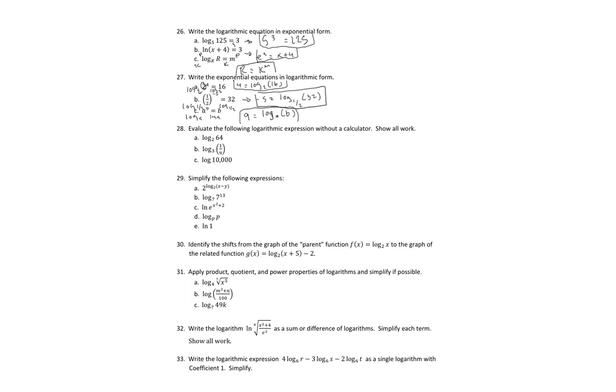Okay, so for number 28, we have to evaluate the following logarithmic expressions without a calculator, and we have to show our work for that. So for part A, we have log base 2 of 64, and that's going to be equal to some x value that we don't know, that we're trying to solve for, right? So I'm going to take both sides to those powers. This cancels out the 2 and log base 2, so then we're left with 64 is equal to 2 to the x, right?